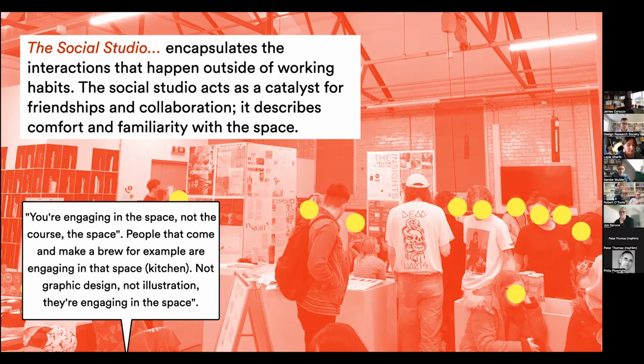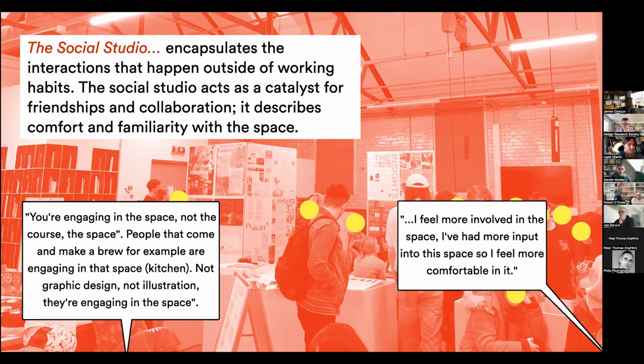So for example, this participant reflected on those interactions as engaging in the space, not the course space. People that came and made a proof, for example, were engaging in the space, not graphic design, not illustration. We see this even further in other student reflections when they say, I feel more involved in the space, I've had more input into the space, so I feel more comfortable in it.